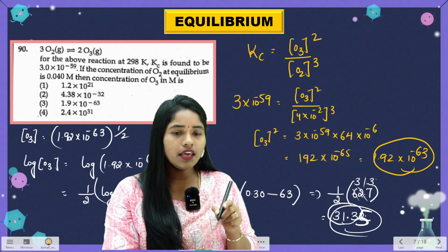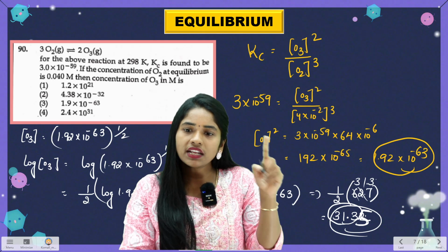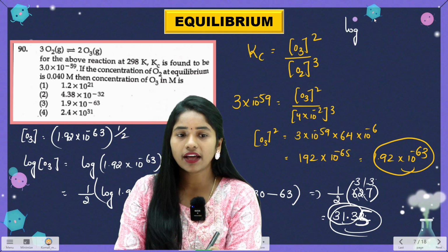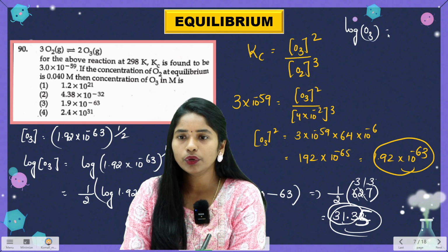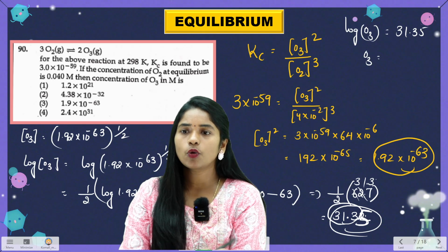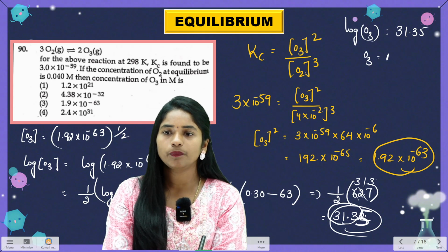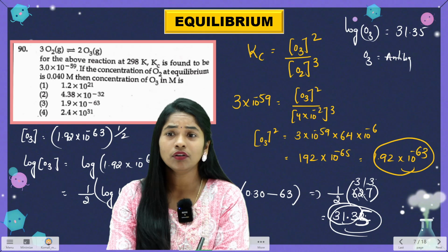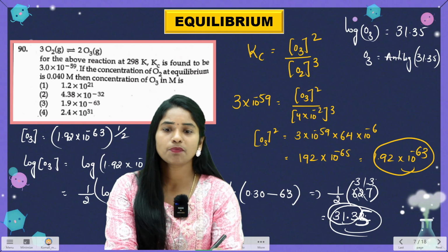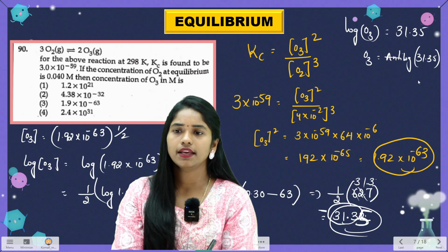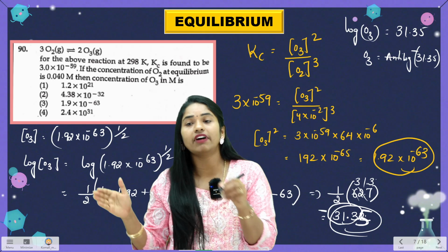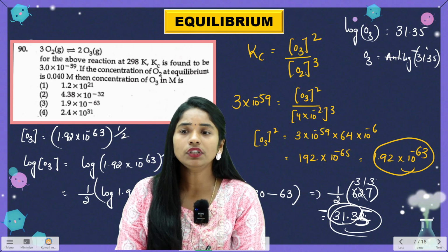Now this 31.35, what is left there? Log O3 is there. This is what you have to do in the exam: O3 is equal to the anti-log of this value, 31.35. This is minus, sorry, because it is a higher number, it is minus. So how do we calculate the anti-log of minus 31.35? Then you have to take it out.